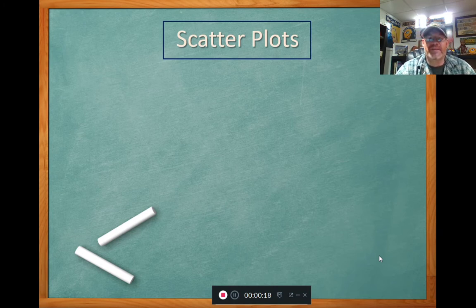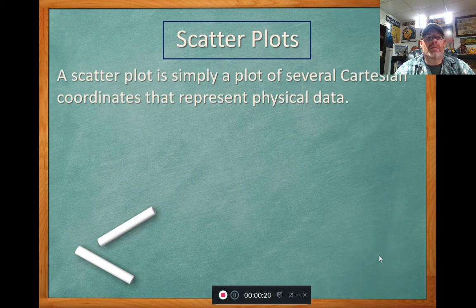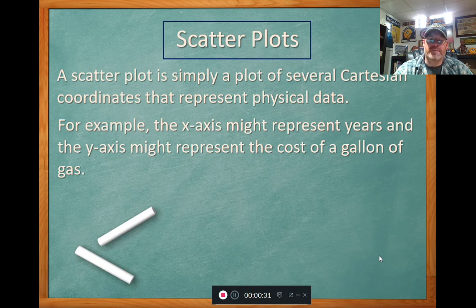So anyways, what is a scatter plot? A scatter plot is simply a plot of several different Cartesian coordinates that represents physical data. For example, the x-axis might represent years, the y-axis might represent the cost of a gallon of gas, and you might expect a graph that has an increasing slope on it, but a little bit of variability in it.